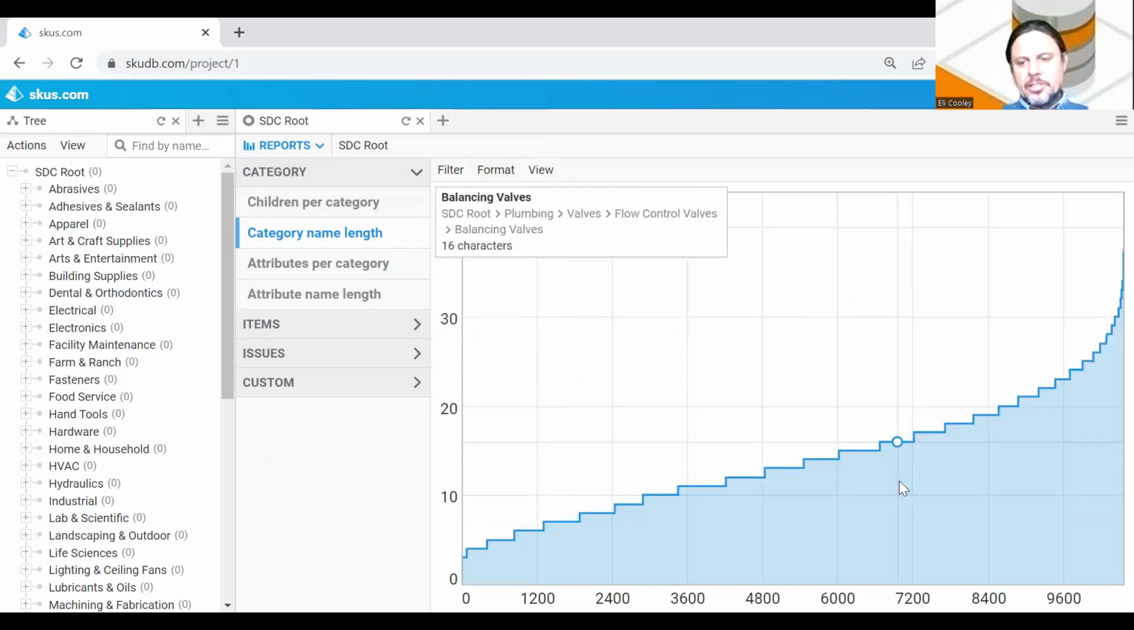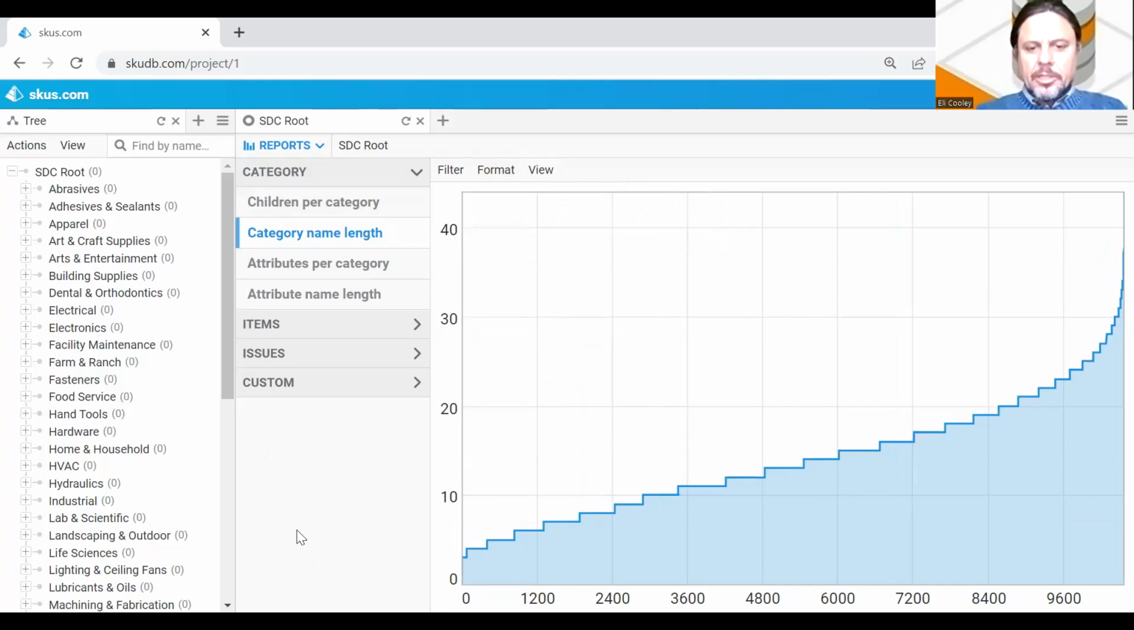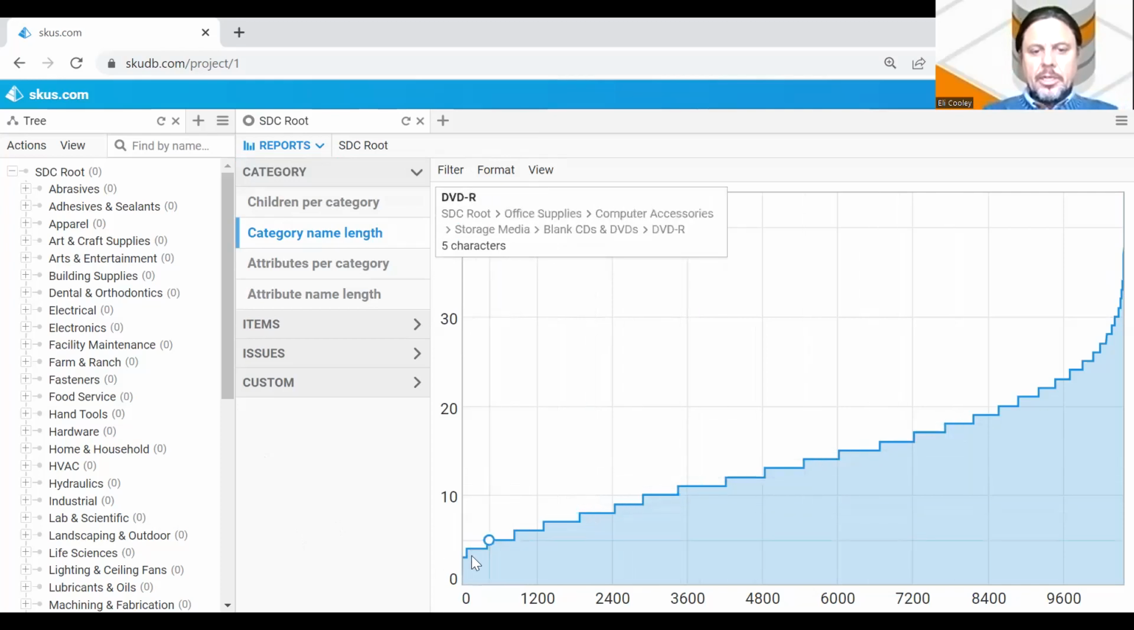So what we're looking at is a distribution of all the category labels across the entire taxonomy. And there's a little over 10,000 categories in the SKUs.com taxonomy. And this is a distribution of the lengths of the labels. So here on the far end of the distribution, I have some 1-character labels, like just the letter C under batteries. I might have to look into that and think about whether that works or not.